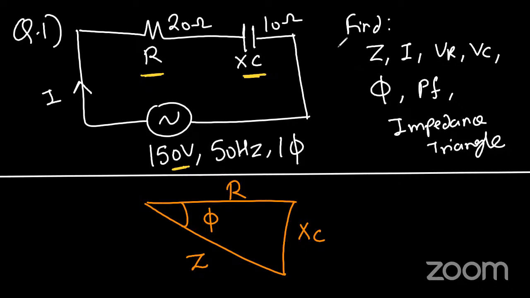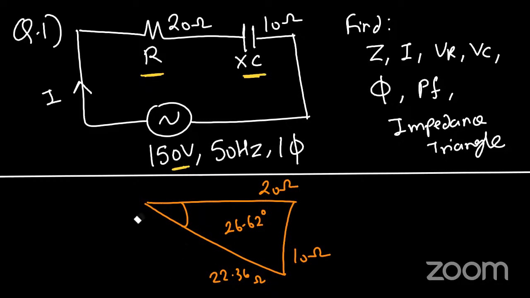तो इसकी जगह पे just write down the values. What is R? R is a 20 ohm. What is XC? It's a 10 ohm. What is Z? It's a 22.36 ohm. And what is angle? Angle is a 26.62 na? And then remove this R. Which would be this value लिखना. So this is the impedance triangle.